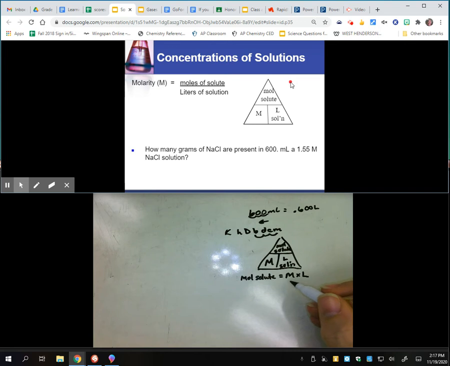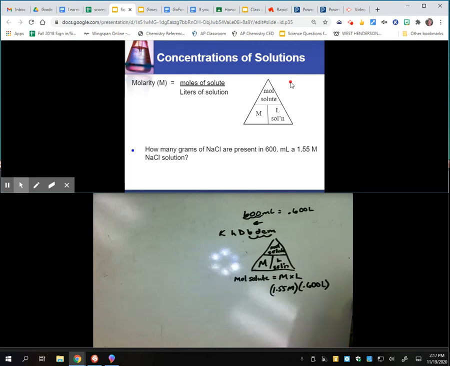All right, and they give me the molarity of 1.55. So I'm going to say 1.55 molar times 0.600 liters is going to give me my moles of solute. And then 1.55 times 0.6 is 0.93. I guess 0 to keep the number of sig figs correct. This is how many moles of my solute, and my solute is NaCl.